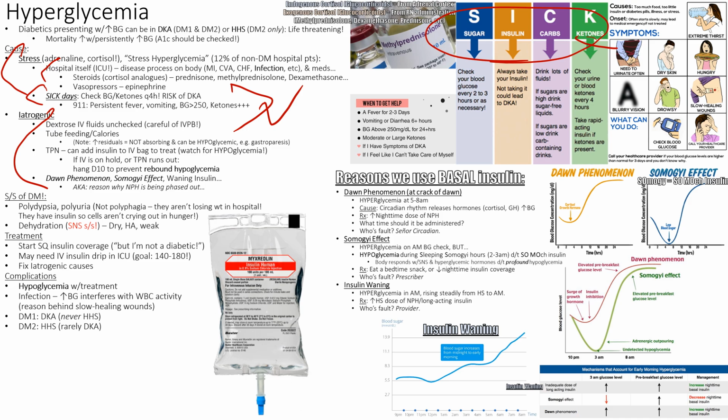And then Dawn phenomenon and Somogyi effect, that's usually a prescriber error. It's usually a prescriber using NPH that causes these errors right here. It's usually they didn't give enough NPH, or they gave too much NPH. That's a problem that usually results from inadequate prescriptions or failure to monitor. All right, and then what are signs of hyperglycemia? It's just the 3 Ps and all the things we already talked about, right?